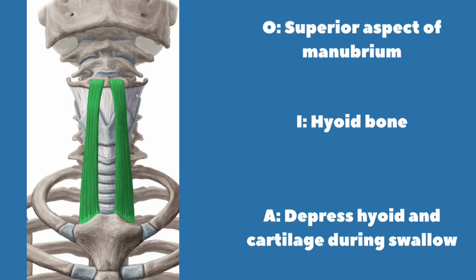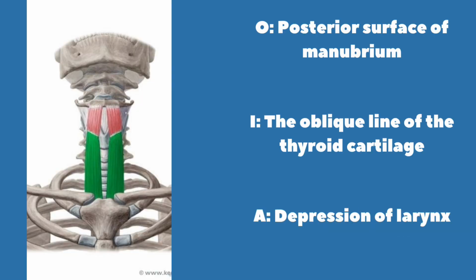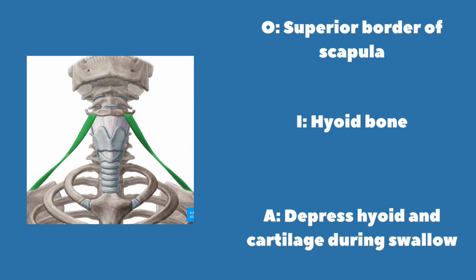The sternohyoid originates the superior aspect of the manubrium and inserts at the hyoid bone. The sternothyroid originates the posterior surface of the manubrium and inserts at the oblique line of the thyroid cartilage. Omohyoid originates the superior border of the scapula and inserts at the hyoid bone.